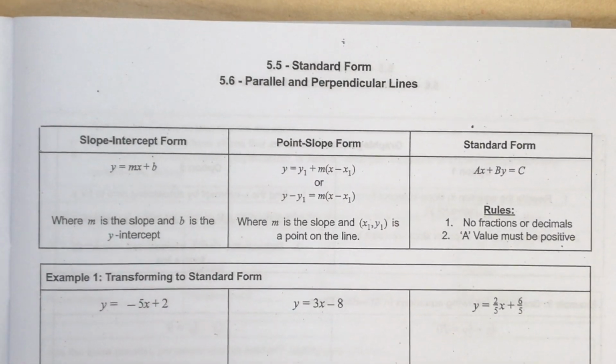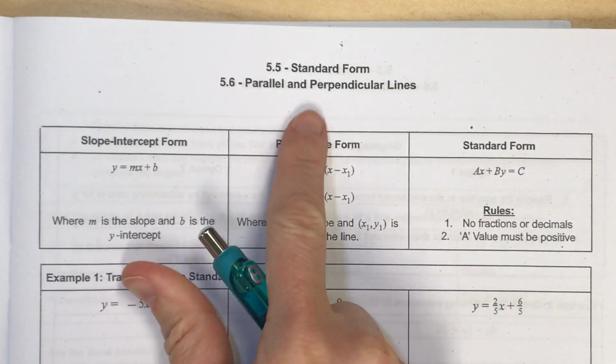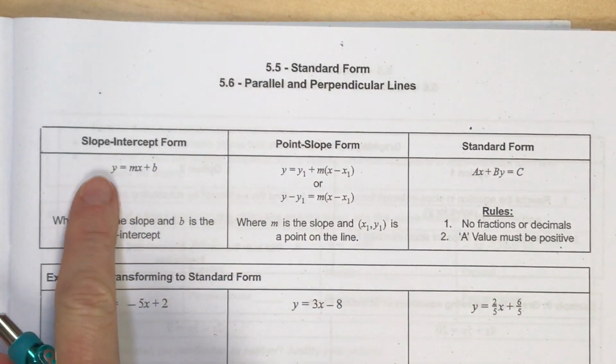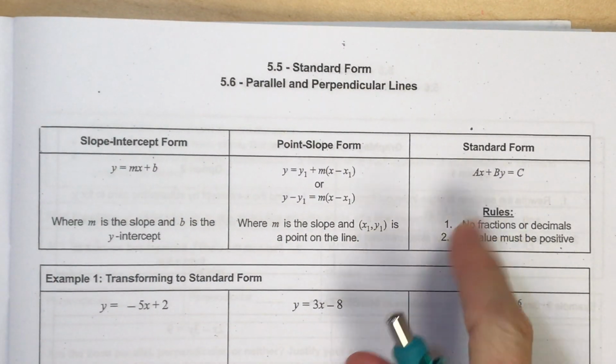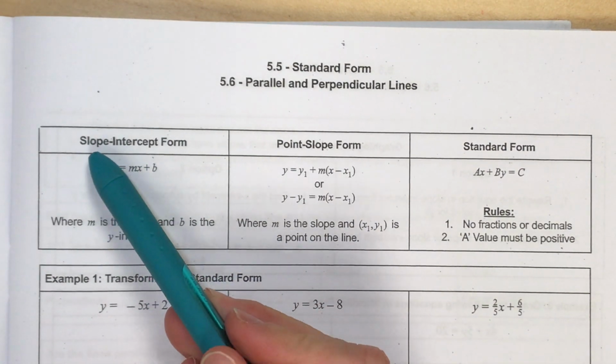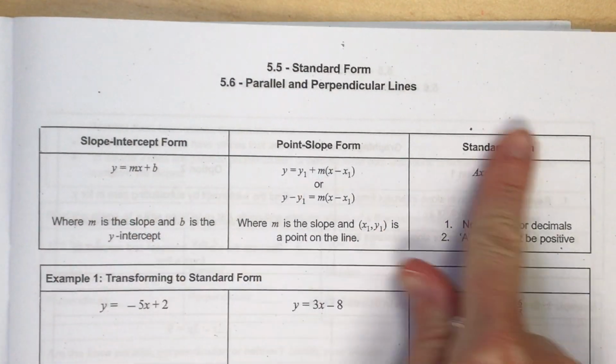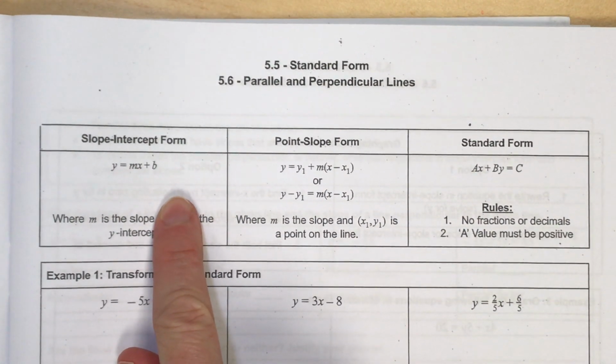In this video, I'm going to show you how to transform your equation into standard form. And now I want to go through the three forms for your linear equation of a line. The first form that we learned was slope-intercept form, and that form is y equals mx plus b. You have to know these three forms, so I just want to review real quick.